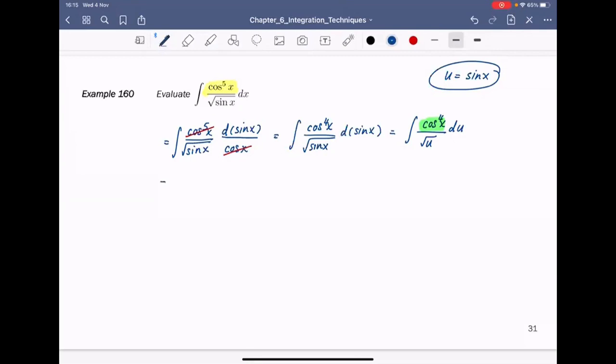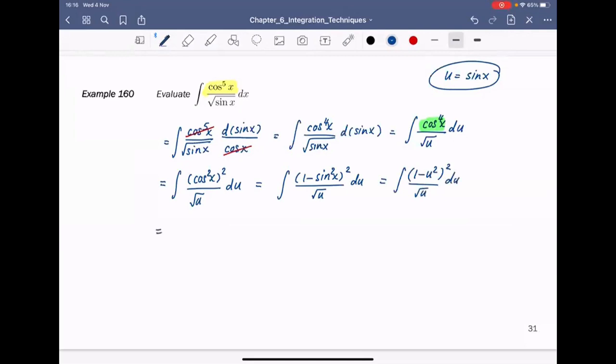Your task is to switch cosine to the 4th power to something in terms of u. That's a piece of cake, because it is going to be cosine square x, squared, and then square root u du. Not hard at all. And now this is going to be the integral of 1 minus u. Okay, I'm going to do it slowly. So 1 minus sine square x, squared, over square root u du. This is the integral of 1 minus u square, squared, over square root u du.